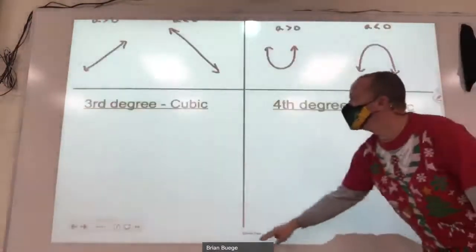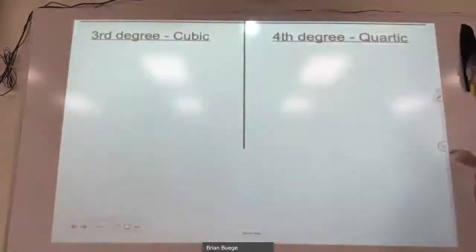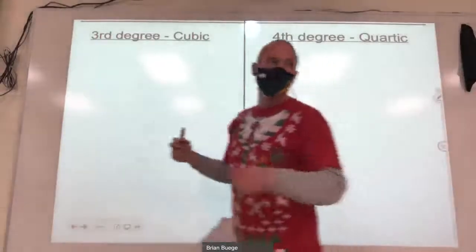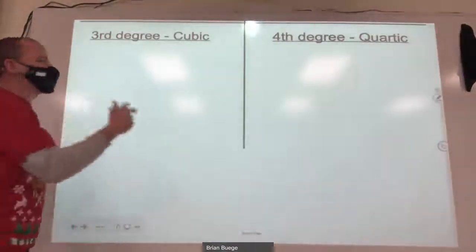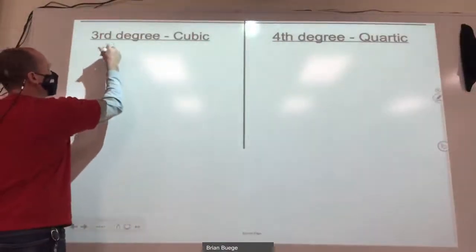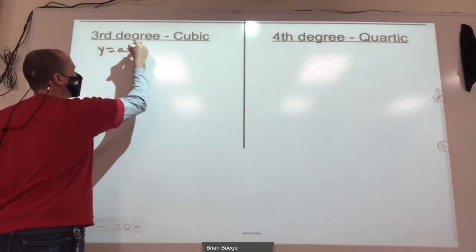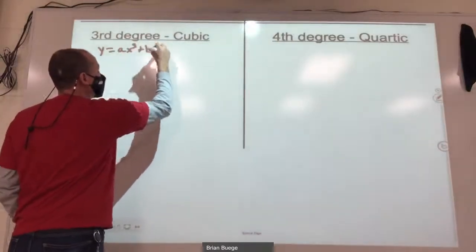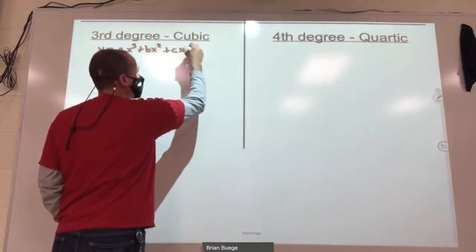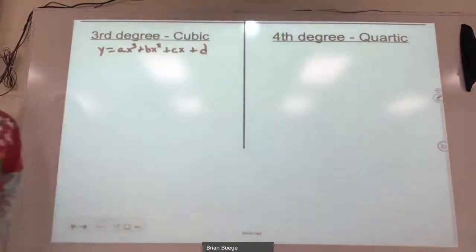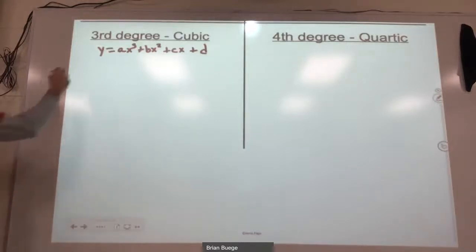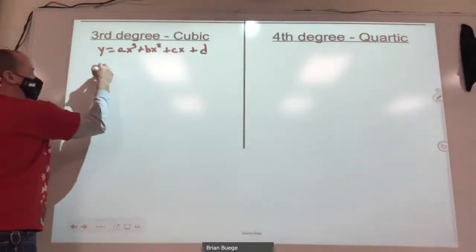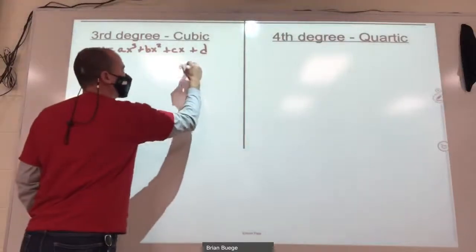Here's our new stuff. A third degree function, okay, a cubic. The general form, by the way, standard form of a cubic, y equals ax cubed plus bx squared plus cx plus d. Okay, you just keep adding things to that. Same thing again, though. It matters whether a is positive or negative.